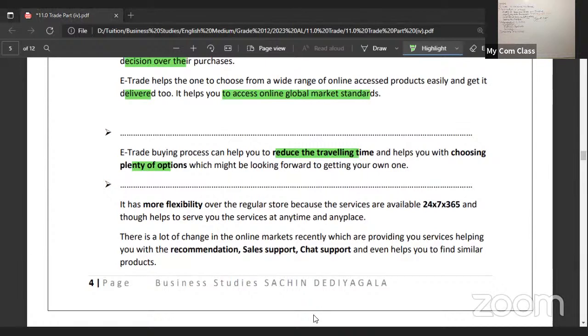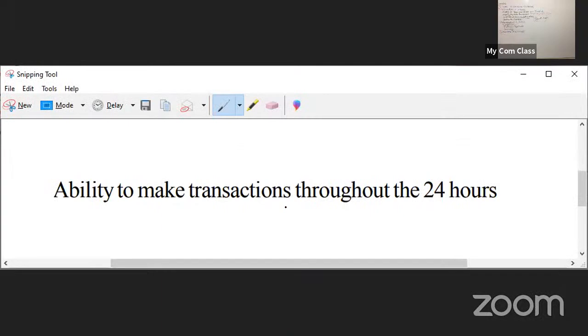And the next one is highly availability, right? Next point, ability to make transactions throughout 24 hours.